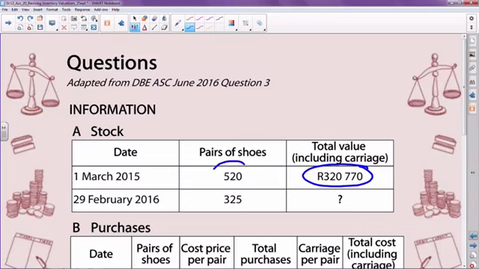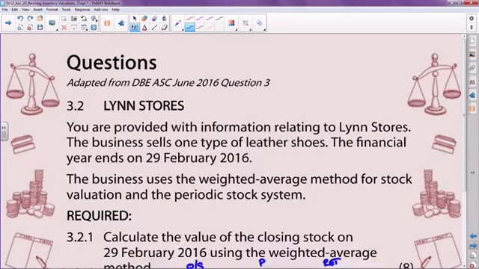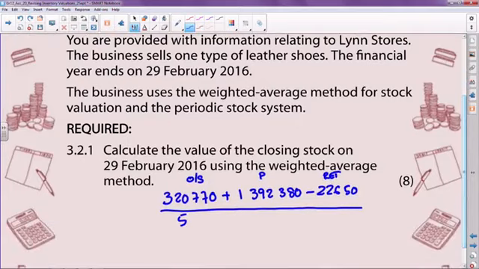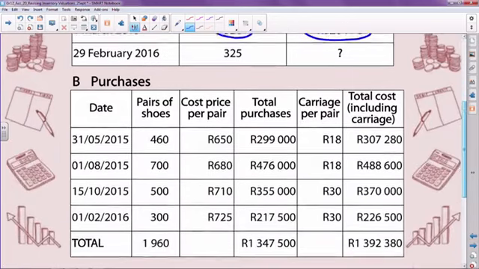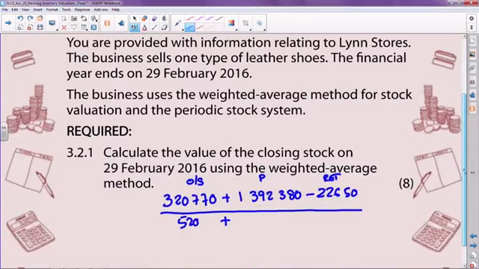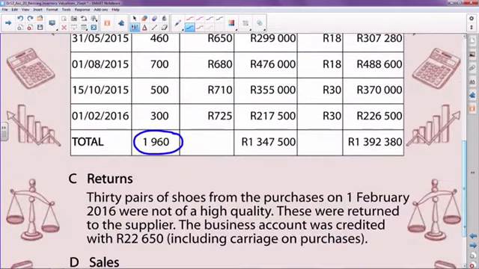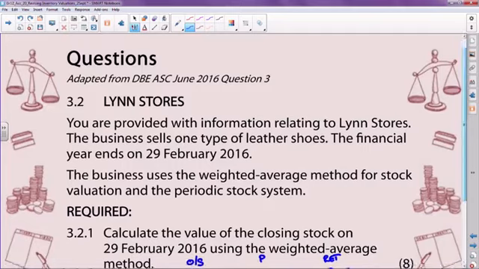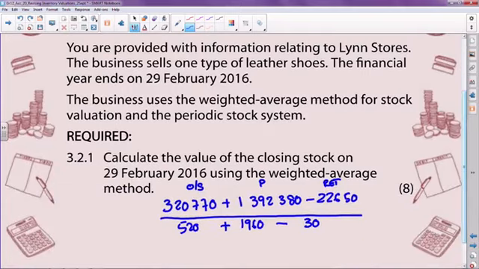Beginning of the year, you had 520 pairs of shoes. So immediately you tell yourself, fine, the opening stock was 520 pairs of shoes, plus add your purchases. How many pairs of shoes were your total purchases? The total pairs of shoes was 1,960. Immediately you tell yourself, fine, I've got that, 1,960 minus what did I return? Definitely there was a return of goods, and the return amounted to 30 pairs of shoes. Clearly, that needs to be taken into consideration.